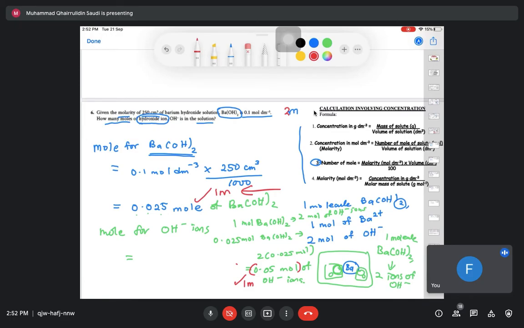So kalau ada 10 molekul barium hydroxide, berapa mole of hydroxide ion? Ya darab 10, so 20, betul tak? Kalau ada 5 barium hidroksida, darab dengan 5, 2 darab 5, 10, macam tu. So sekarang ni, barium hidroksida ada 0.025, darablah dengan 2. So ada 0.05 mol of hydroxide ion. Boleh faham?